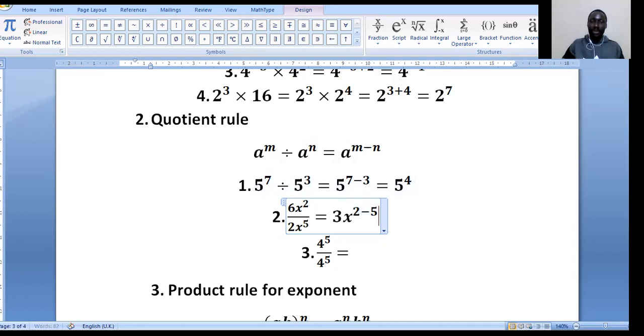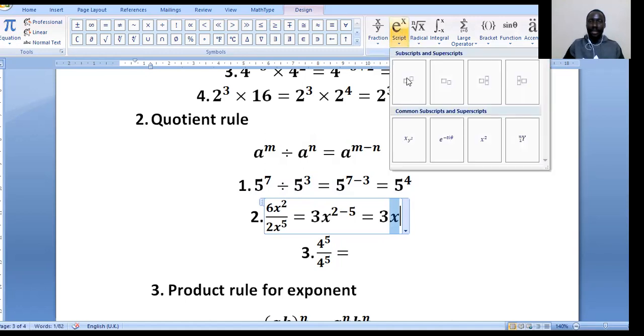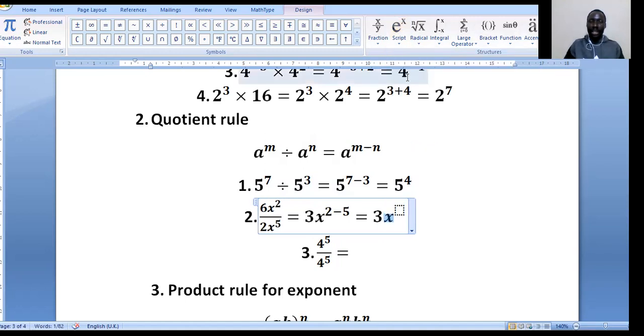And so we can then simplify this to 3 times x exponent negative 3. That is what we get when we take away 5 from 2, we get negative 3.